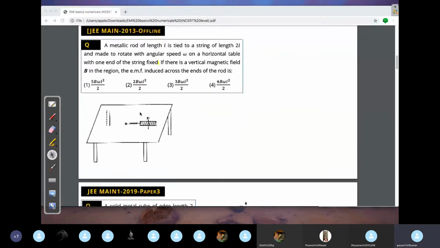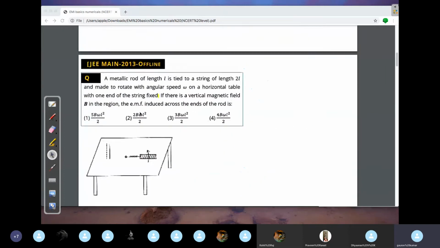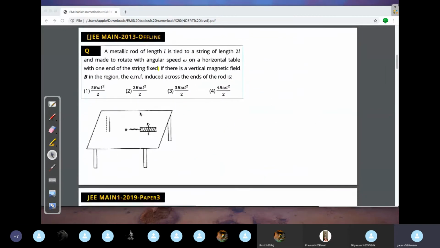Now these three questions I have taken on the next topic, that is motional EMF. You know the formula of motional EMF. I'll just quickly review it and then you can start, or if you want, you can solve it. Solve this question. They're actually easy. There's nothing in these questions. Please solve it. The next three questions we are going to discuss here are based on motional EMF.